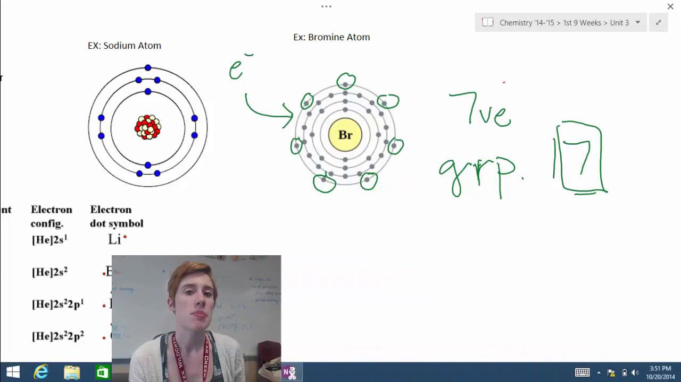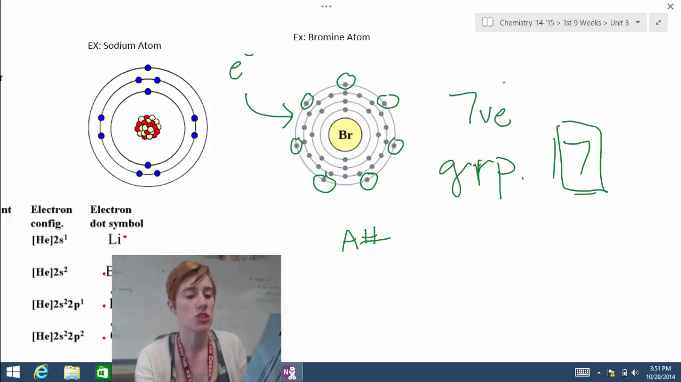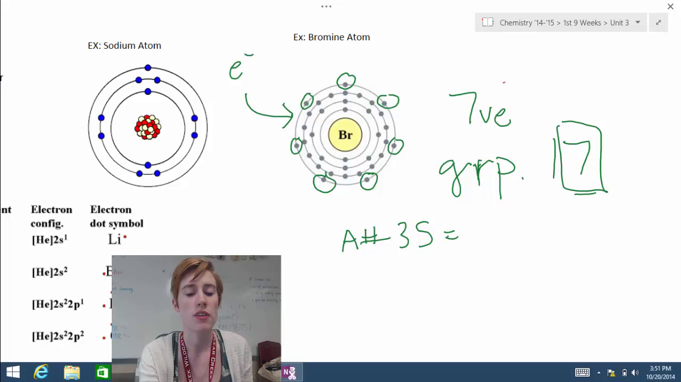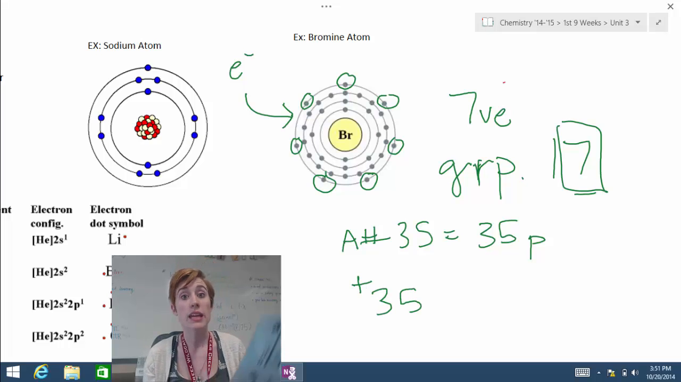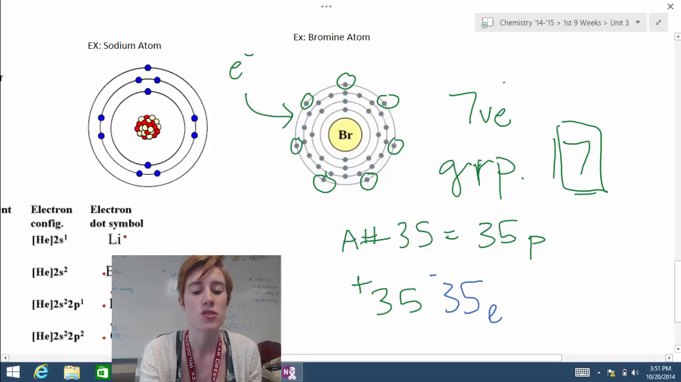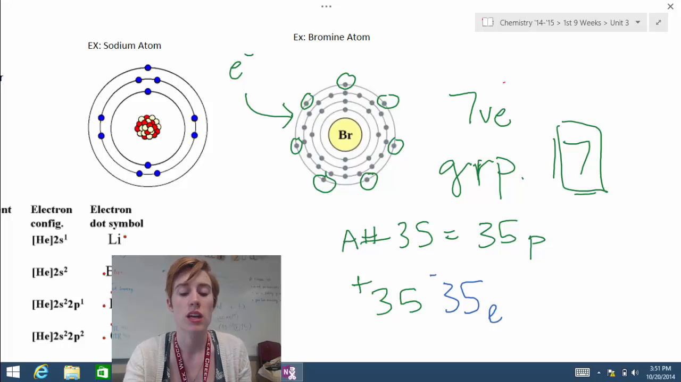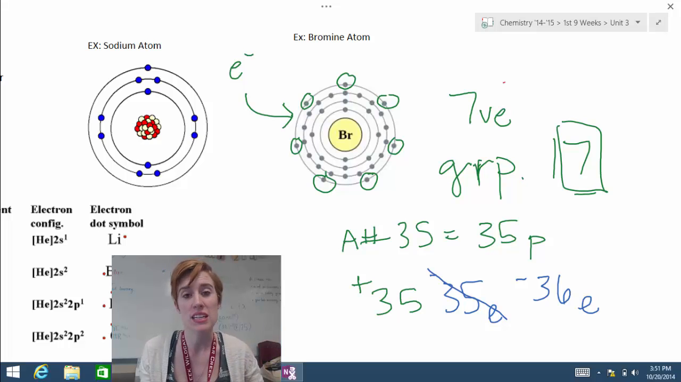Whenever it steals an electron, something happens in the atom. Bromine's atomic number is 35. What does that mean? Well, 35 is also the number of protons. Remember, protons are positive. So we have 35 positives, right? And in a neutral atom, that means that there are 35 negatives or 35 electrons, right? So what happens then when bromine steals an electron? It no longer has 35 electrons. How many does it have? That's right, it has 36.